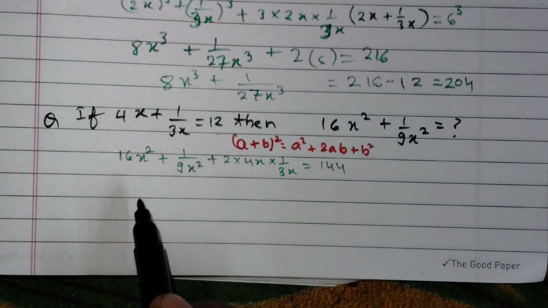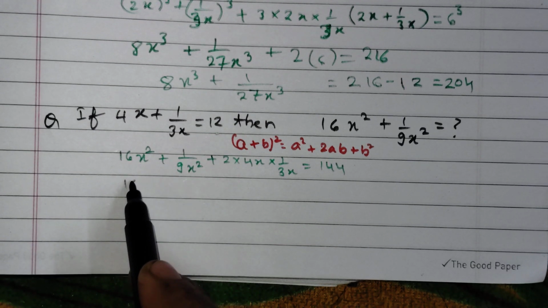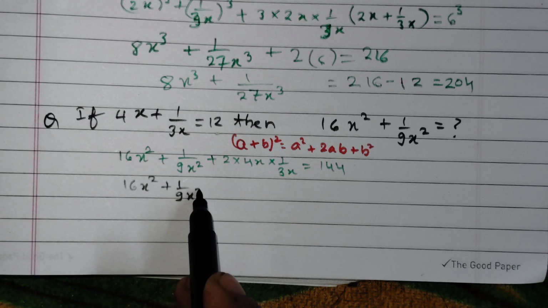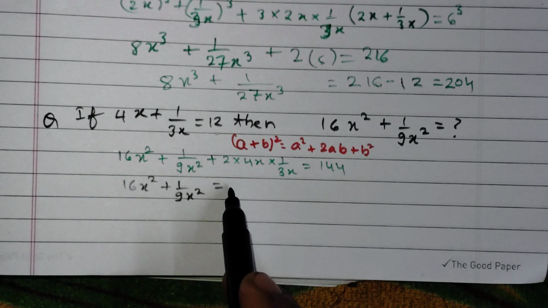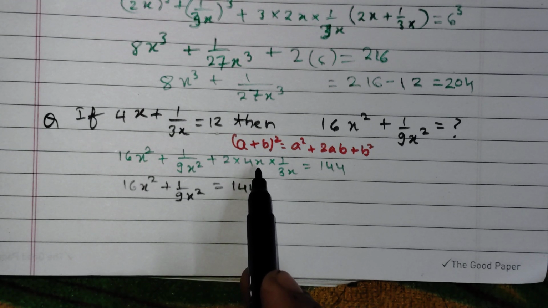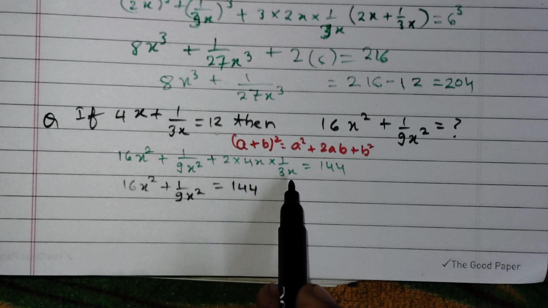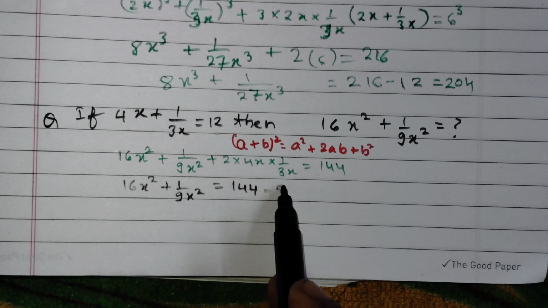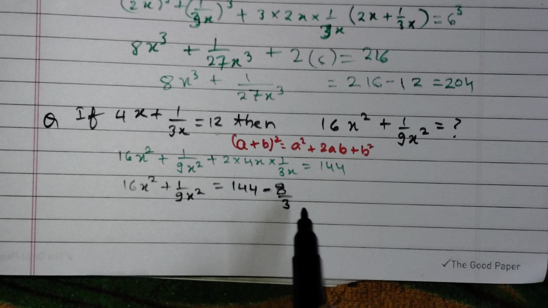Now we need the 16x square plus 1 upon 9x square value. So we transpose the other value to the other side. Before transposing, we see this numerator x and this denominator x cancel out, and 2 into 4 is 8, 8 upon 3, we transpose to the other side. So 144 minus 8 upon 3.